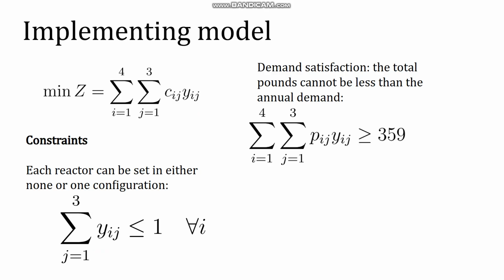We have a constraint that each reactor can be set in either one or none configurations. That means that each reactor can only have one configuration, and this is the mathematical constraint. And there's another constraint that we need to apply, that is the demand satisfaction. So we cannot produce less than the demand that Monsanto tells us to meet.